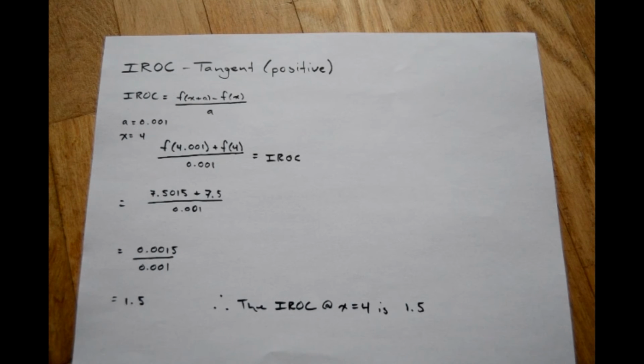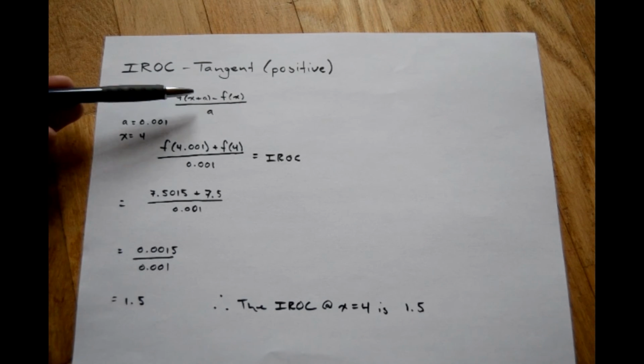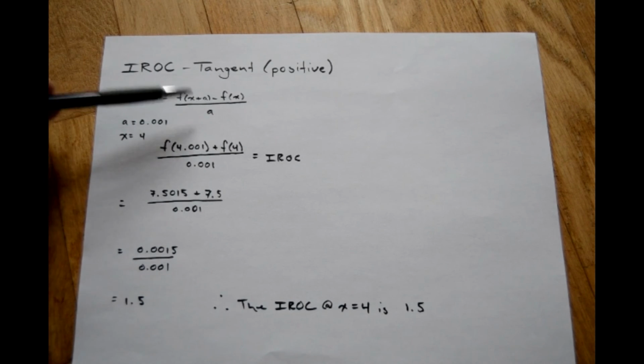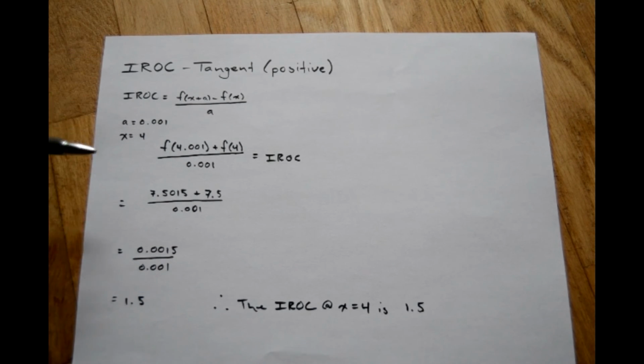The instantaneous rate of change on this function will only ever be positive because the function is always increasing. So let's look at how we can find an example of this positive instantaneous rate of change. So we know f of x plus a minus f of x all over a is equal to the instantaneous rate of change, or tangent. We'll set a equal to 0.001 because that's a nice small number, and pick x equals 4 because 4 is a great number.